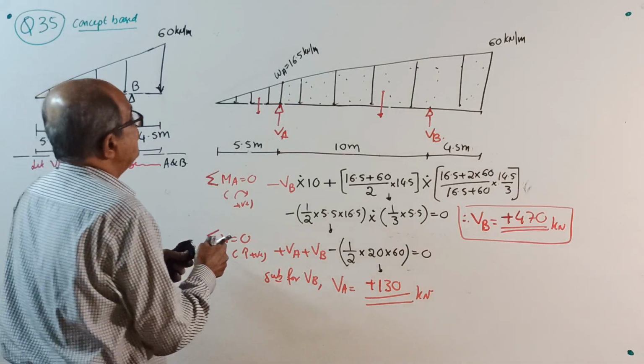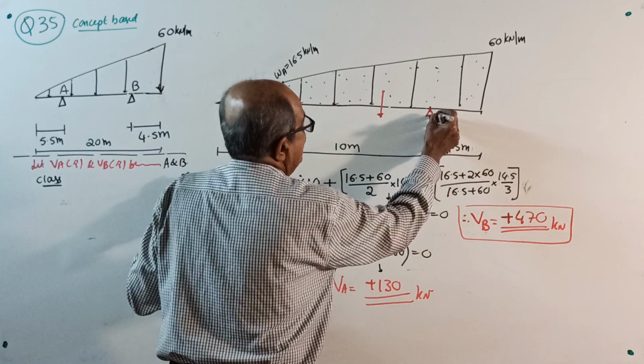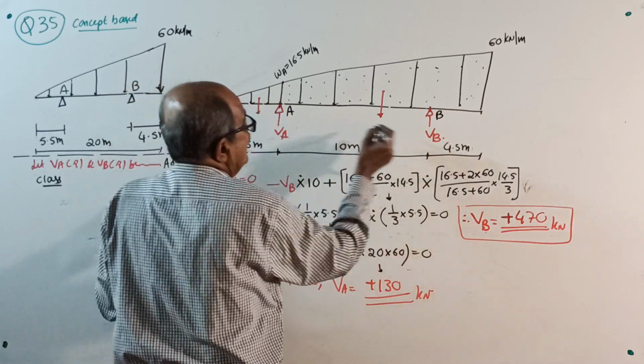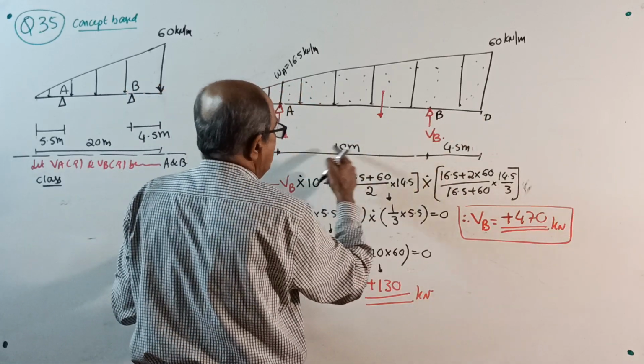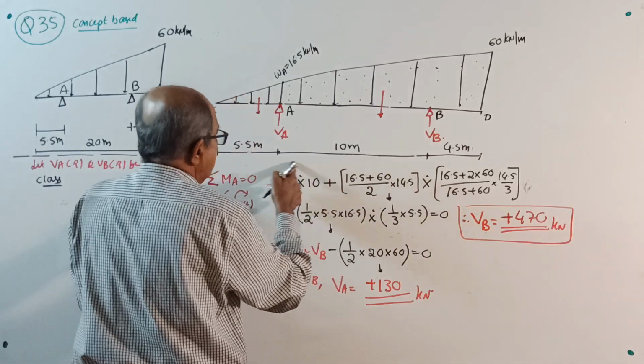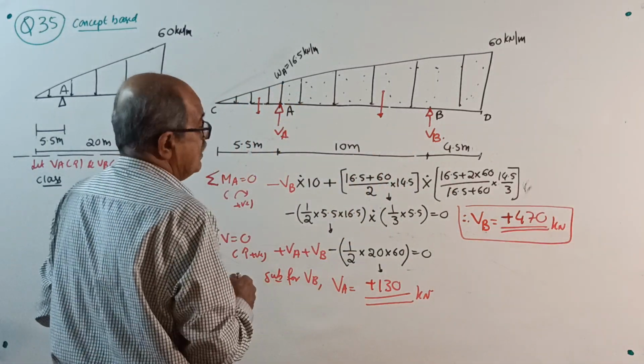Prepare a neat sketch here. See, this is A, this is B, I will call C here and D here. 5.5, 4.5, 10. There is no place to mark the total here. If you want the total length, it is 20 meter. Remember, you can see here, 20 meter.